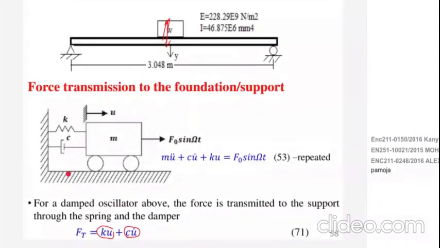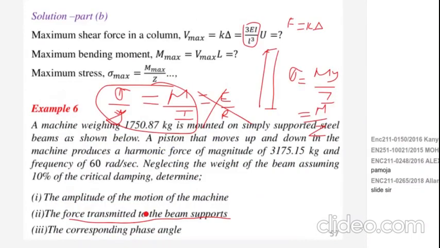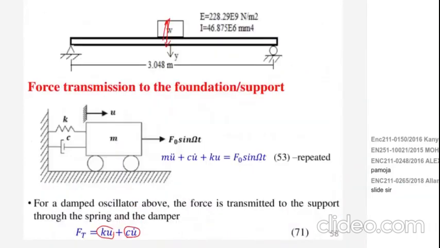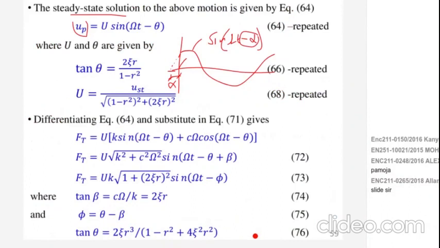So now our question was, what is the amplitude of the motion of the machine? What is the force transmitted to the beam and the corresponding phase angle? The force, FT, we have the expression. The amplitude, U, we have the expression. And the phase angle, theta, we get the tan inverse. So with this equation, you can comfortably calculate that.